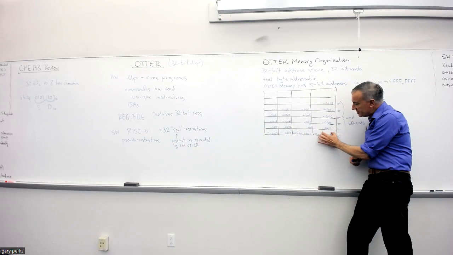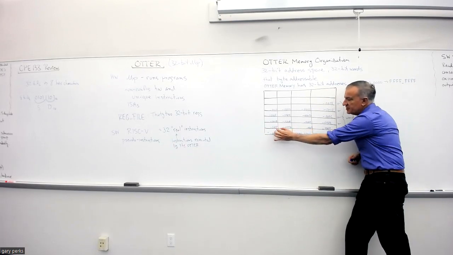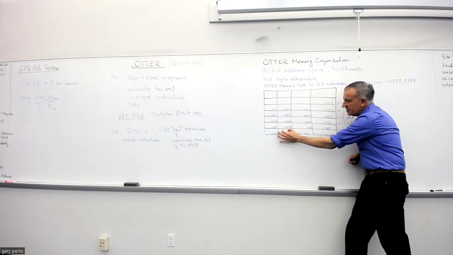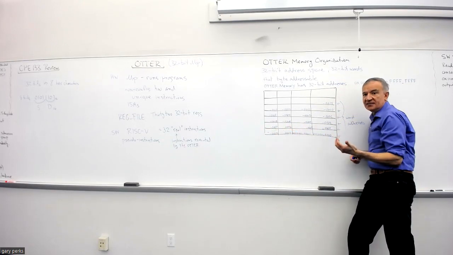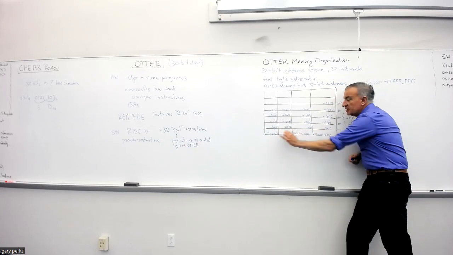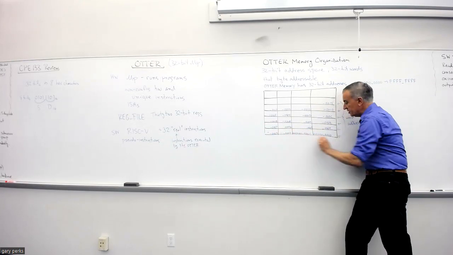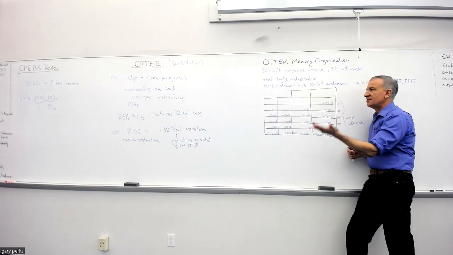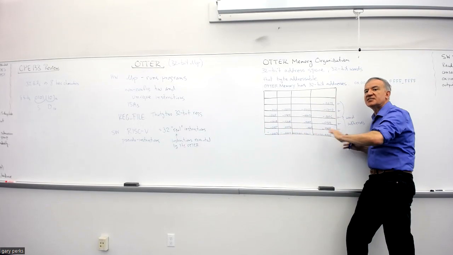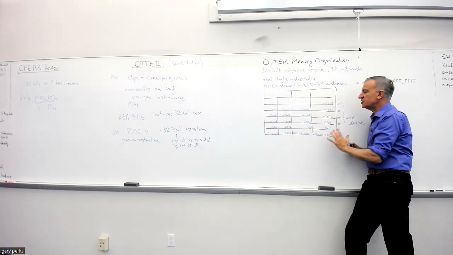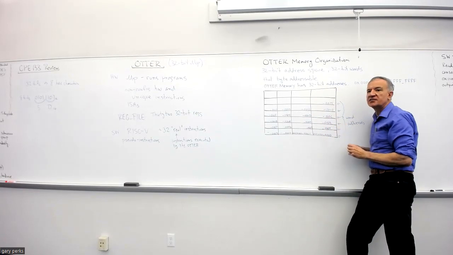I would only use this address, this address, or this address for a byte. I could use this address for just a byte, but if I want to use all 32 bits, I have to use this address here. Now, you'll see when we get to look at the instruction how this ties into the instruction. But for right now, this is just how the memory is organized.